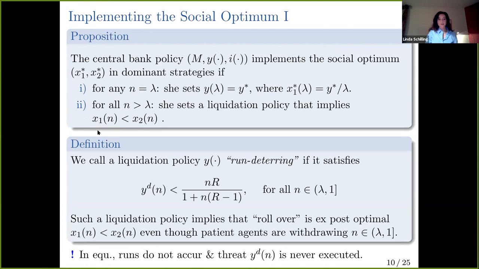Okay, so we call a liquidation policy run deterring if it satisfies that, conditional on also patient types spending early, the central bank shortens the goods supply at time 1 and therefore takes care that patient agents regret their decision. But the central bank, recall, commits to her policy already at time 0. Therefore, as she announces such a run deterring policy, and if this announcement is credible, patient agents would never spend early given such a policy. So this is an off-equilibrium-path threat that deters runs ex ante.